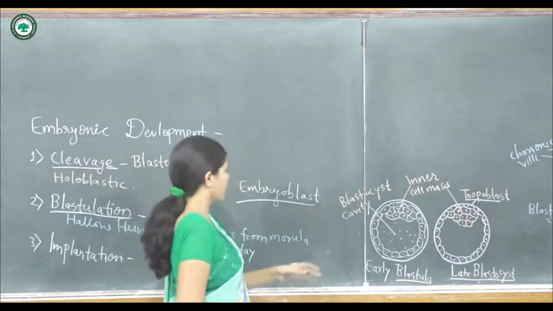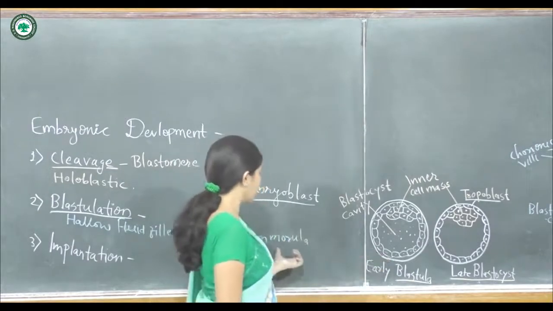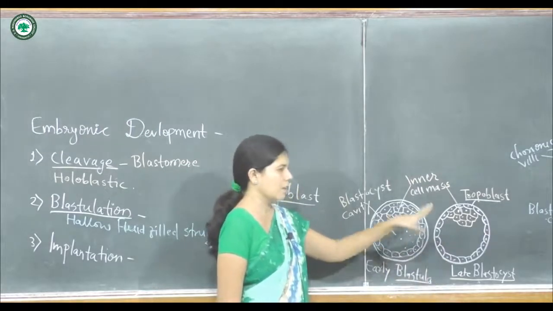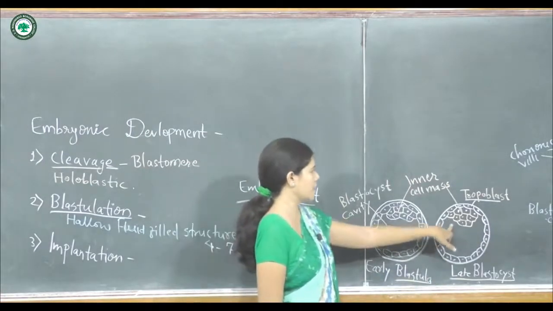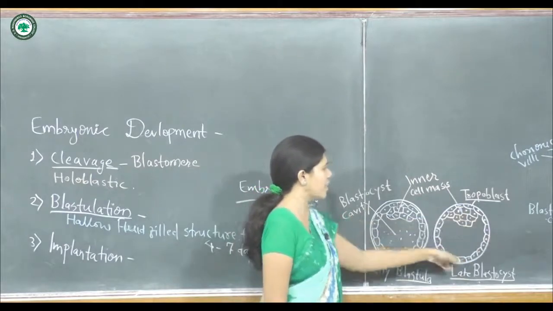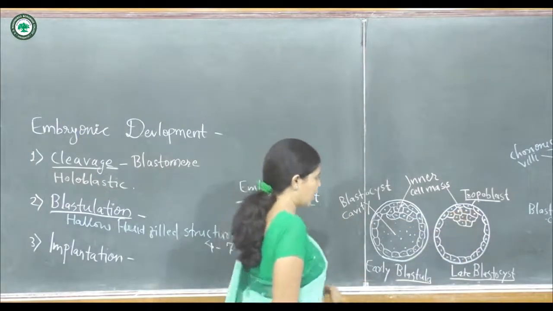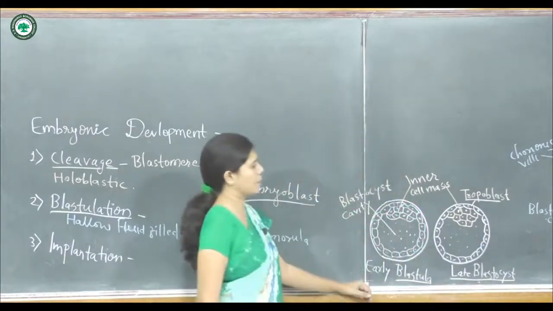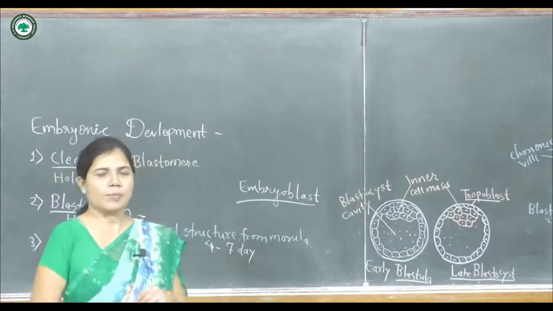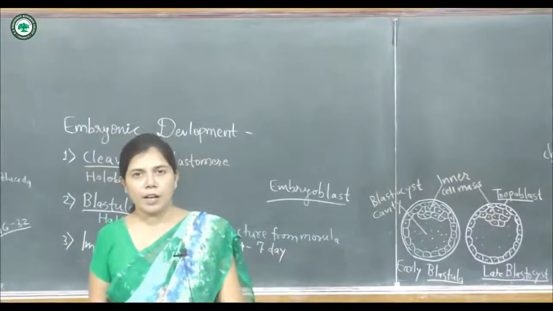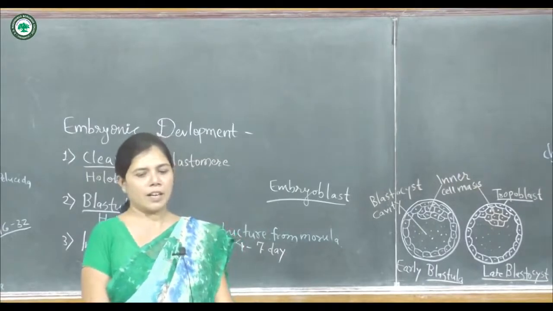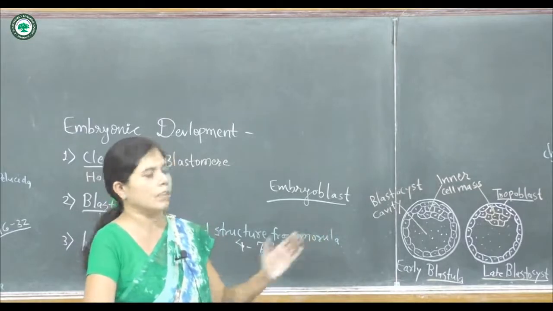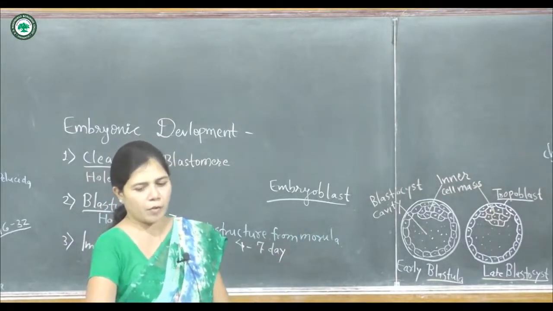Okay, so at the 7th day the formation of the blastocyst is complete, in which the inner cell mass, that is the embryoblast, is covered by the radial cells known as the trophoblast. This late blastocyst is formed at the end of the 7th day, and it is ready for implantation. After the implantation it is ready for gastrulation.